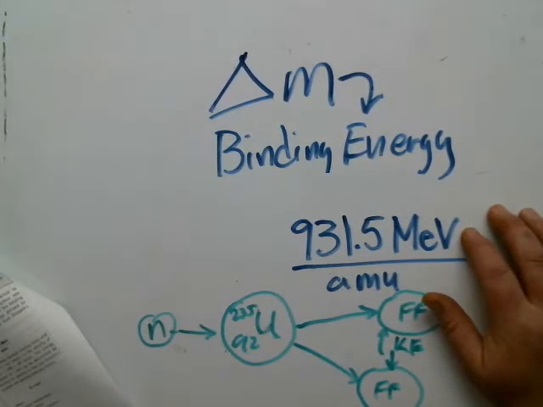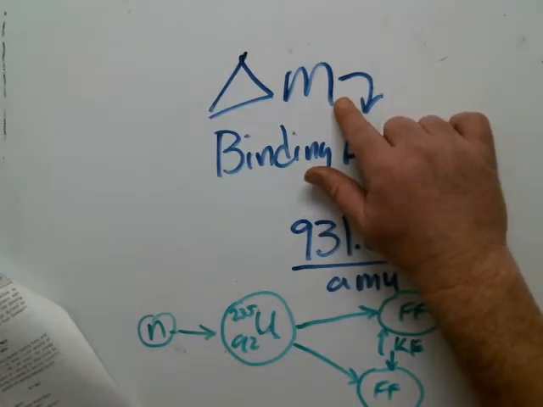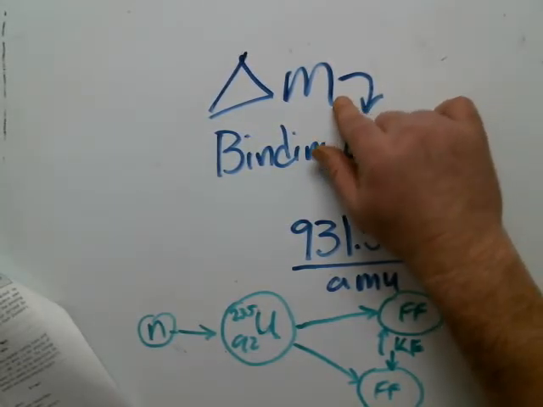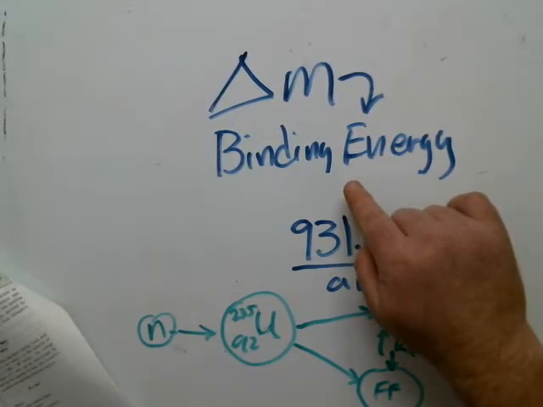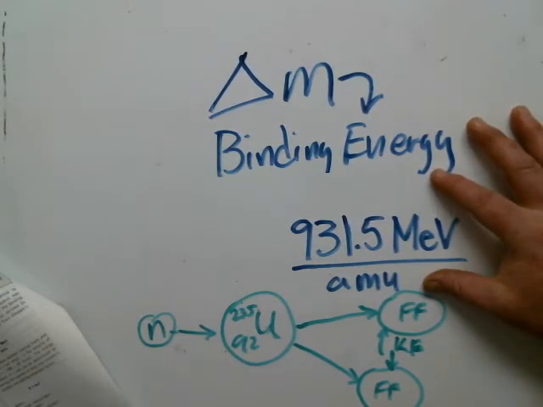That's a useful conversion right there. If I can determine the mass defect of any interaction, then I can determine the binding energy. So binding energy is the energy equivalent of the mass defect. Mass defect is the mass equivalent of the binding energy.